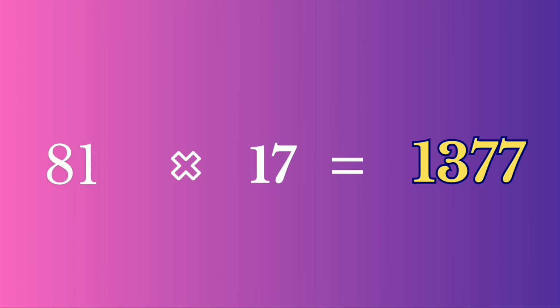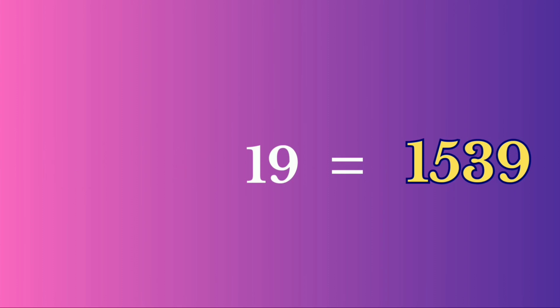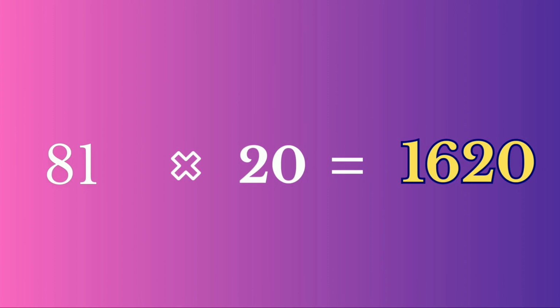81 seventeens are 1377. 81 eighteens are 1458. 81 nineteens are 1539. 81 twenties are 1620.